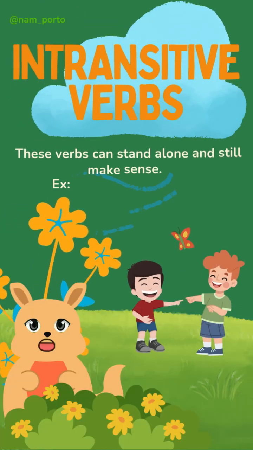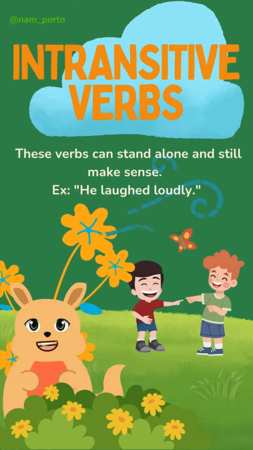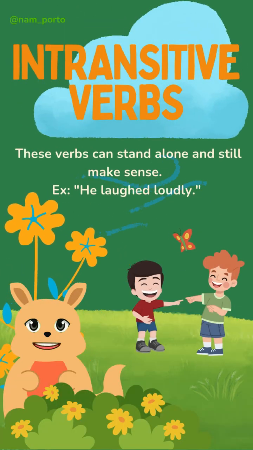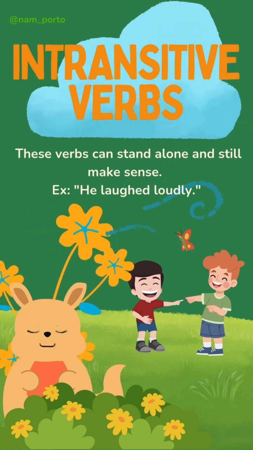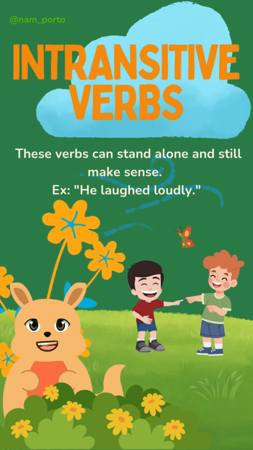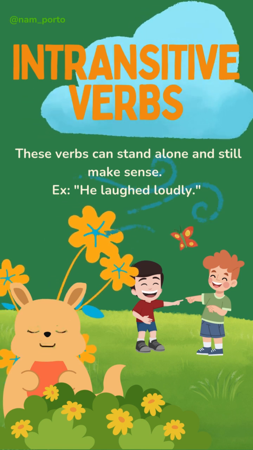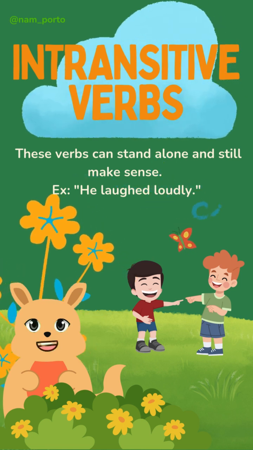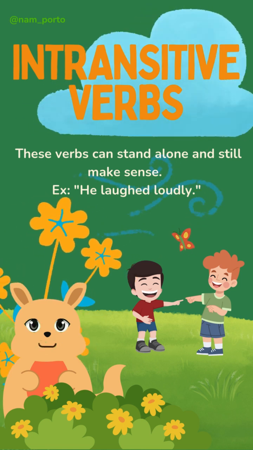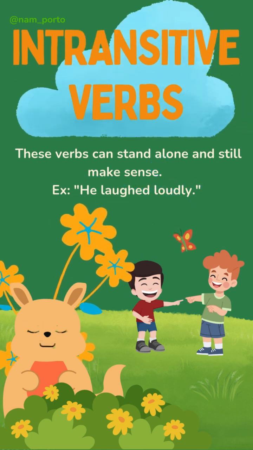On the other hand, intransitive verbs don't need an object. These verbs can stand alone and still make sense. For instance, he laughed loudly. The verb laughed doesn't need an object to complete the meaning. It's perfectly fine on its own. Other examples include sleep, arrive, run, laugh.